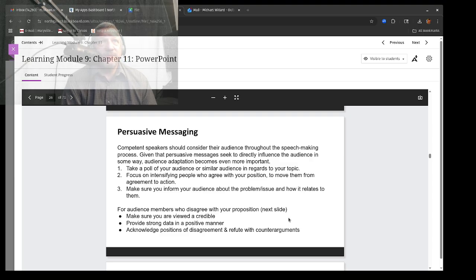Competent speakers in persuasive messaging really take into consideration their audience. Persuasive messages seek to directly influence your audience, so you have to adapt your message to your audience if you want to be effective. Ways you can do that is to take a poll on your audience or find similar audience data in regard to your topic. What do they feel about your topic, right? Then focus on intensifying people who agree with your position to move them from agreement into action stage.